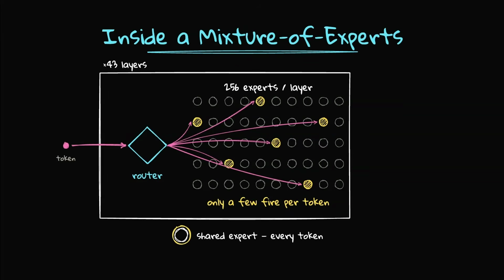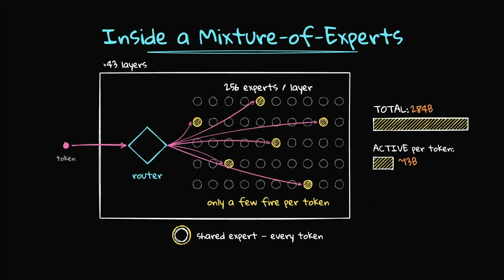Now, there is also a small shared expert that every token passes through. Keep an eye on that one. It matters in a minute. Now, if you add it up, you get the magic ratio: 284 billion parameters total, but only about 13 billion active for any given token. So the model itself is huge, but per token, it is actually pretty tiny.